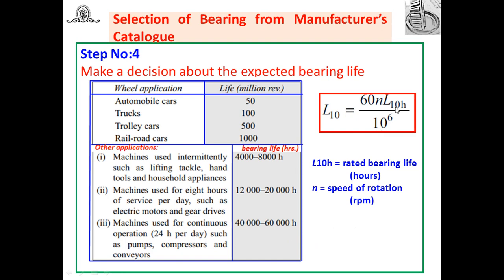And this life in hours we can convert into million revolutions by using this expression: L10 is equal to 60 into n into L10h upon 10 raised to 6, where L10h is the rated bearing life in hours, and n is the speed of rotation. By using this expression, we can easily find out L10. That means we can easily convert life in hours into million revolutions. But in our equations of the load life relationship, the life should be in million revolutions. So we have to decide whether the expected life is in million revolutions or the bearing life in hours, based on varying speed or constant speed.